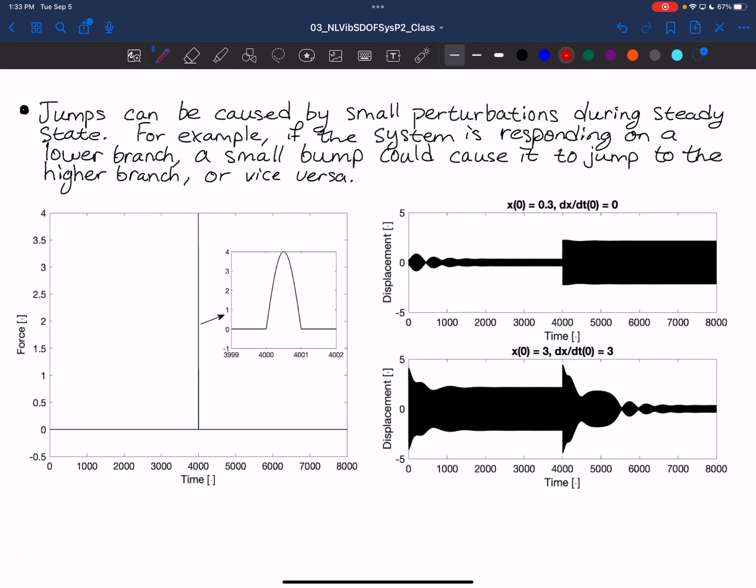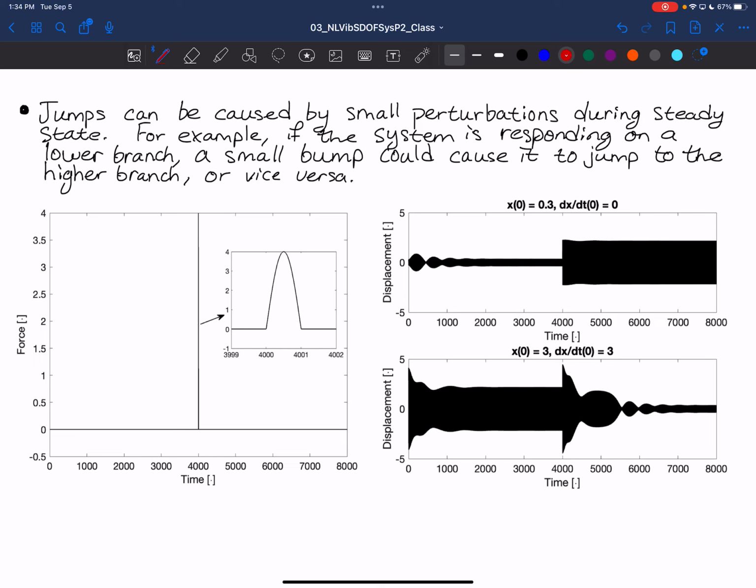So because you have multiple possible solutions coexisting, what can happen is you can start on one branch and then a small perturbation can force you to another branch. So potentially you could do a test where your system evolves on the lower branch and you think, oh, the response is very low at this frequency and forcing amplitude. But the reality is that you're on the lower branch, not the upper branch. And then in operation, a small change or a small bump, for example, could cause it to jump from that small amplitude to suddenly a very large amplitude. And that's what I've shown here, actually.